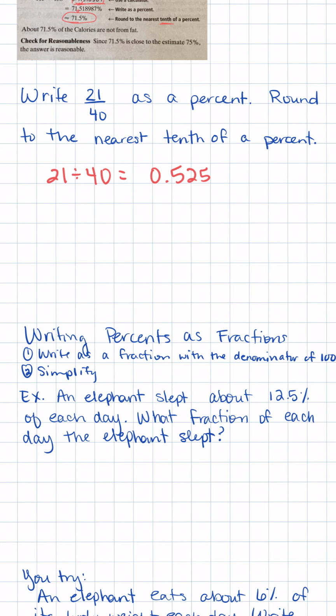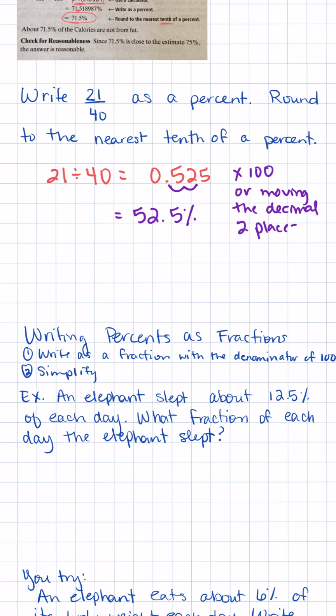So when we do decimals into percents, we multiply by 100, or we move the decimal point 2 places to the right. So that means our percent is going to be 52.5%. Okay, so I did that by multiplying by 100 or moving the decimal 2 places to the right.